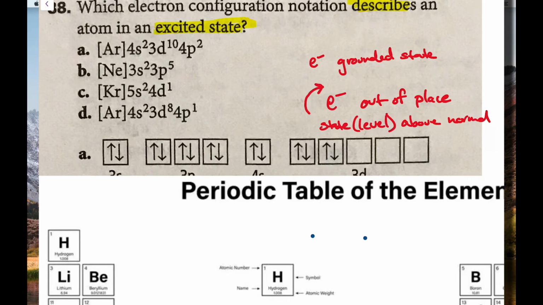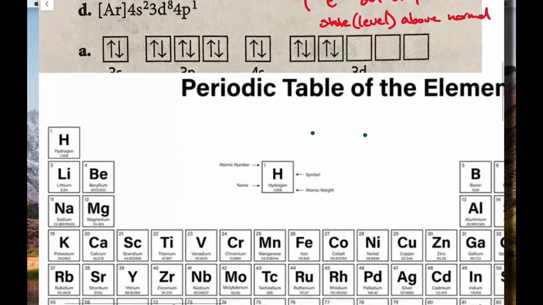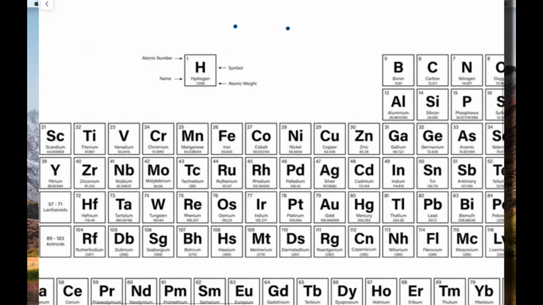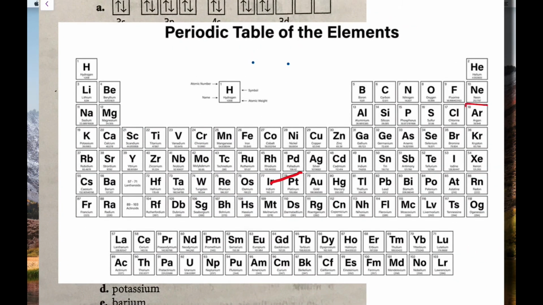So let's look at A. Let's start off with A. So we have argon, and you'll notice that I go from argon to 4s2. That's pretty standard, because I look at my periodic table. Let me zoom in a little bit. See, here's argon, right?